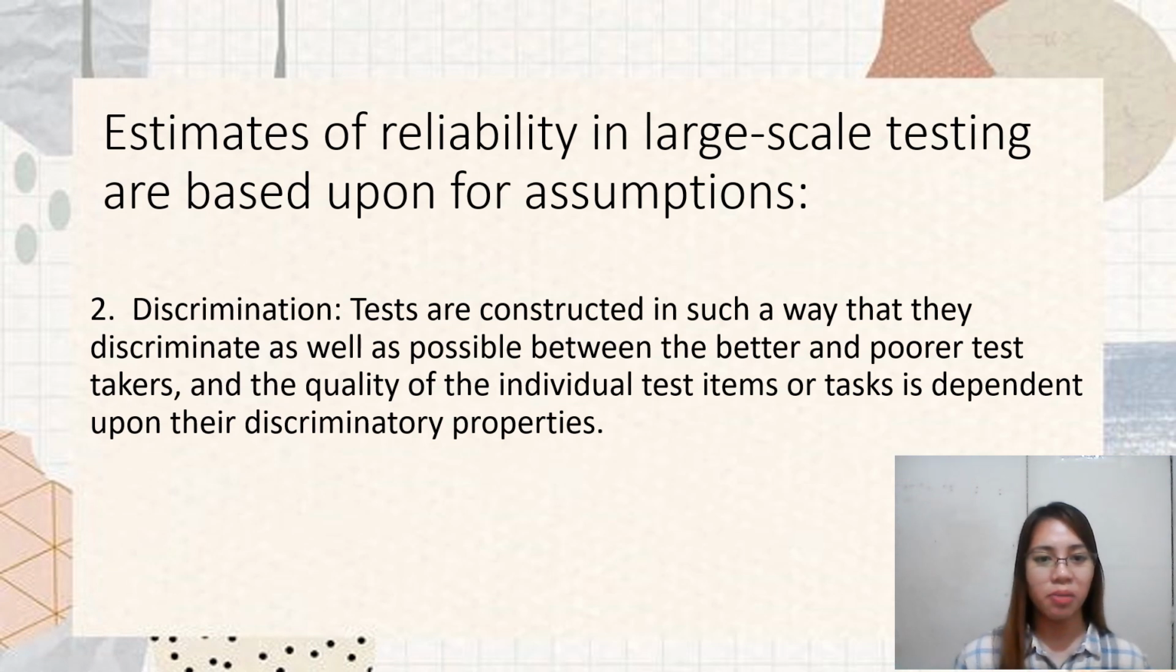The second is discrimination. Tests are constructed in such a way that they discriminate as well as possible between the better and poorer test takers, and the quality of the individual test items or task is dependent upon its discriminatory properties. So in the classroom, the teacher does not often wish to separate out all individuals and rank order them, as it serves no pedagogic purpose. Rather, the teacher wishes to know if any individual has achieved the goals of the syllabus and can move on to learn new material, or whether it is necessary to recycle previous material.